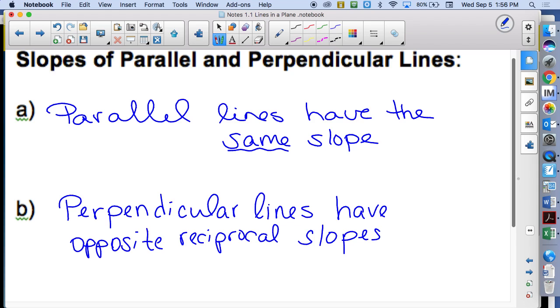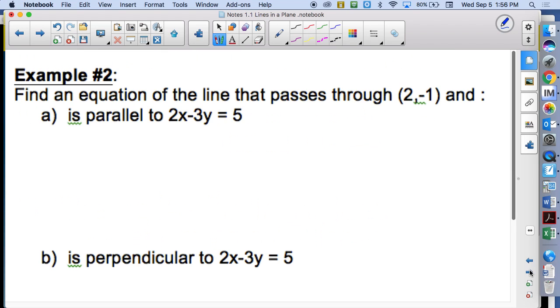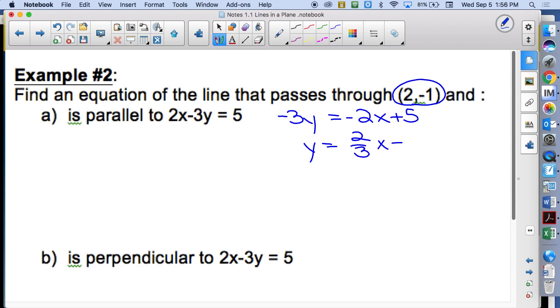All right, so one last little problem down below. Find the equation of a line that passes through the point (2, -1) and is parallel to 2x minus 3y equals 5. So the first thing we're going to do is get this in y equals form so that we can compare slopes, because the slope has to be parallel or perpendicular. So take the 2x to the other side, divide by -3. Careful when you're dividing, your signs have to switch because it's negative.